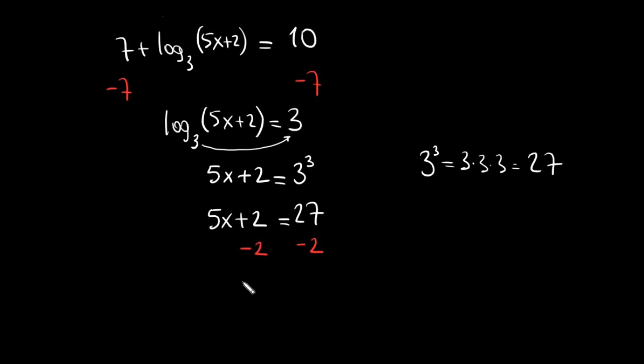So 2 minus 2 will be 0. 5x will be left on the left. And 27 minus 2 is going to be 25. And then now I can divide both sides by 5. So 25 divided by 5 is going to give us the answer. So 5 times 5 is going to be 25. So x is equal to 5.